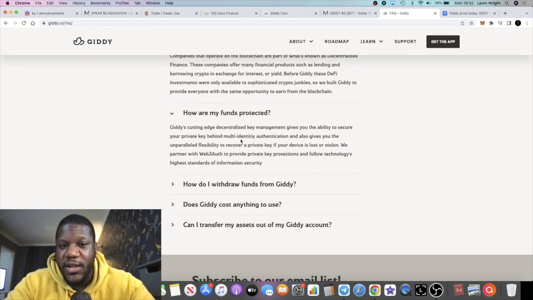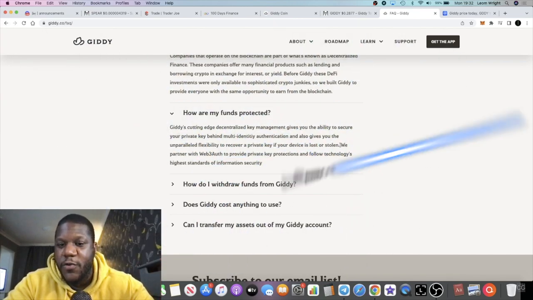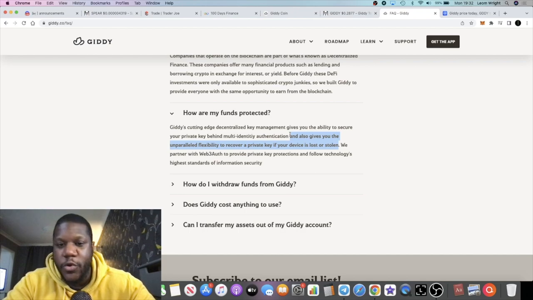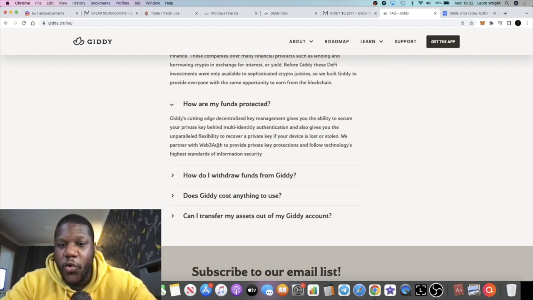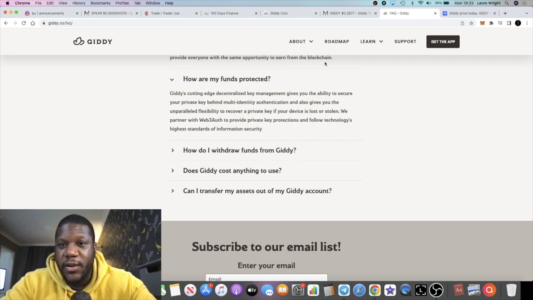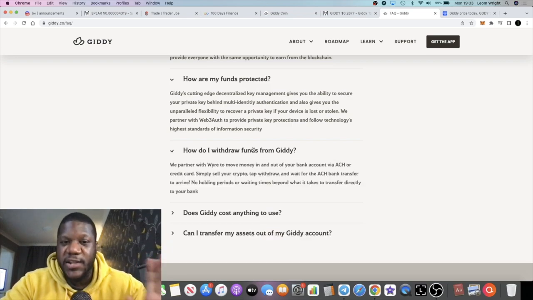How are my funds protected? Giddy's cutting-edge decentralized key management gives you the ability to secure your private keys behind multi-identity authentication. It also gives you the unparalleled flexibility to recover a private key if your device is lost or stolen. So that is definitely something that will help a lot of people, especially if you've got a bad memory or you're just irresponsible and you lose stuff, or something gets stolen or whatever. There's many reasons why people might lose their private key. They've got a way to recover it. We partner with Web3Auth to provide private key protections and follow technology's highest standards of information security. For people that are putting a lot of money into something, they want to know that they have an extra added layer of security to protect their money.